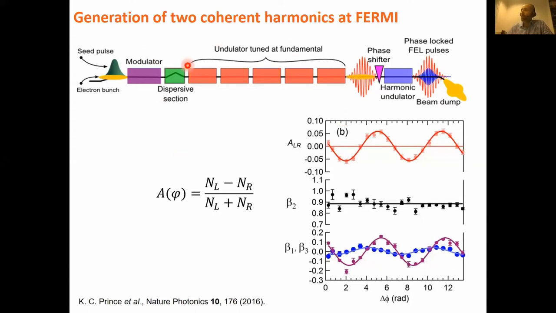And then the first five undulators at Fermi were tuned at what we call the fundamental frequency, in this case an XUV energy around 20 eV. Then the radiation and the electron bunch were delayed with respect to each other using a phase shifter. This is nothing else than a couple of magnets that can be used to delay the electron bunch with extreme precision, on the order of a few attoseconds.